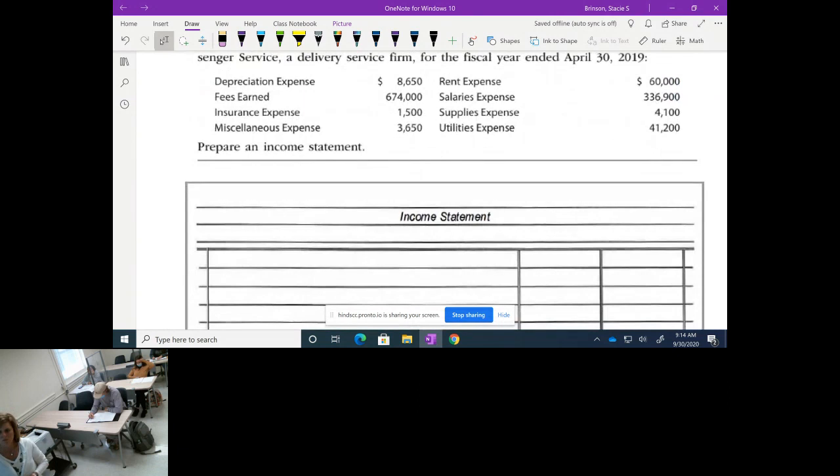So what will go on the top line? Laser Messenger Service. Company name's always going to go on there.